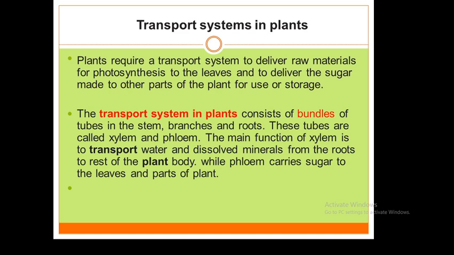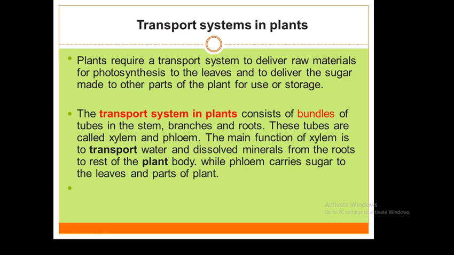Plants require a transport system to deliver raw materials for photosynthesis to the leaves and to deliver sugar made to other parts of the plant for usage or storage. The transport system in plants consists of bundles of tubes in the stem, branches and roots. These tubes are called xylem and phloem. The main function of the xylem is to transport water and dissolved material from the roots to the rest of the plant body, while phloem carries the sugar that's in the leaves to all parts of the plant.